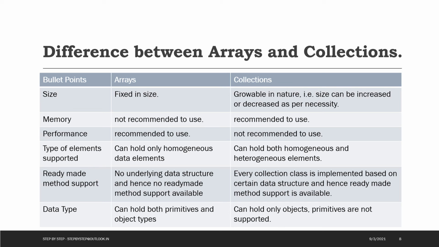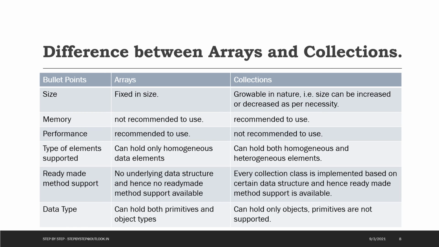But performance wise, arrays are recommended to use and collections are not, because it's very easy to retrieve data from arrays. You can simply use the index. Whereas in collections, if you want to retrieve the 30th element, you need to traverse through all the 29 elements before it to get the 30th one. So that's why collections are sometimes not recommended to use performance wise.